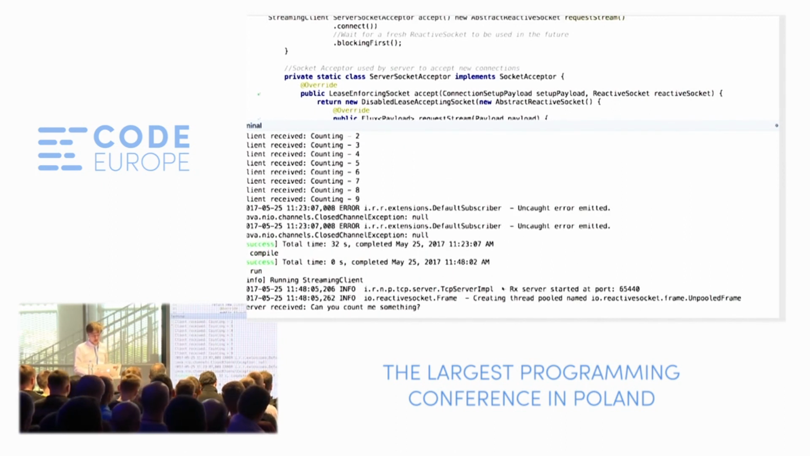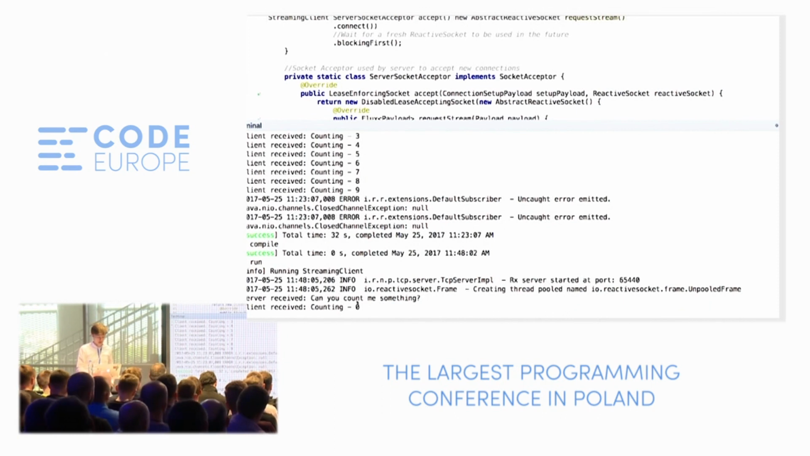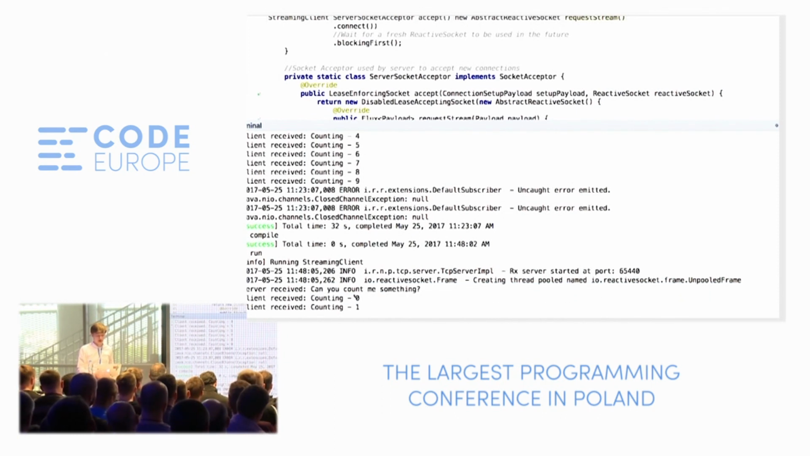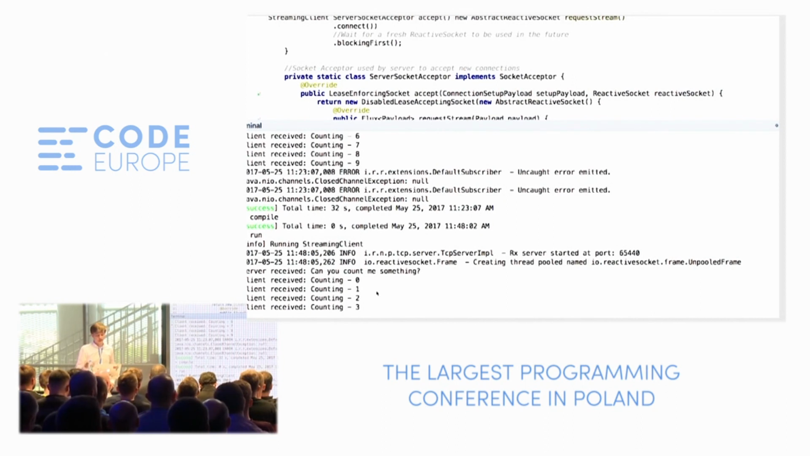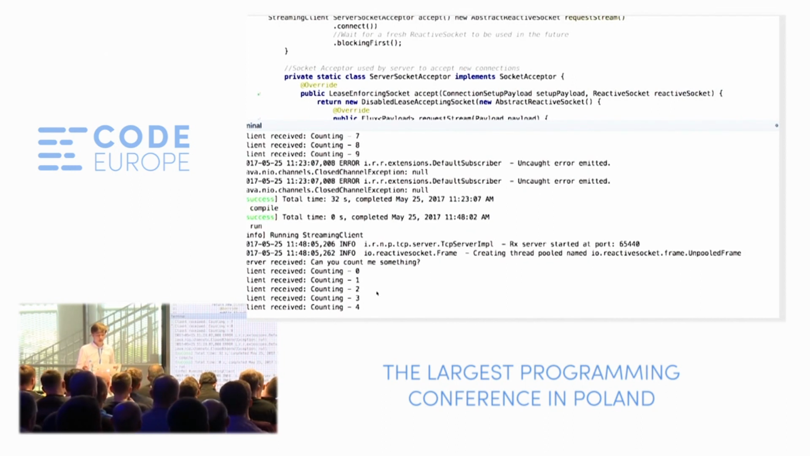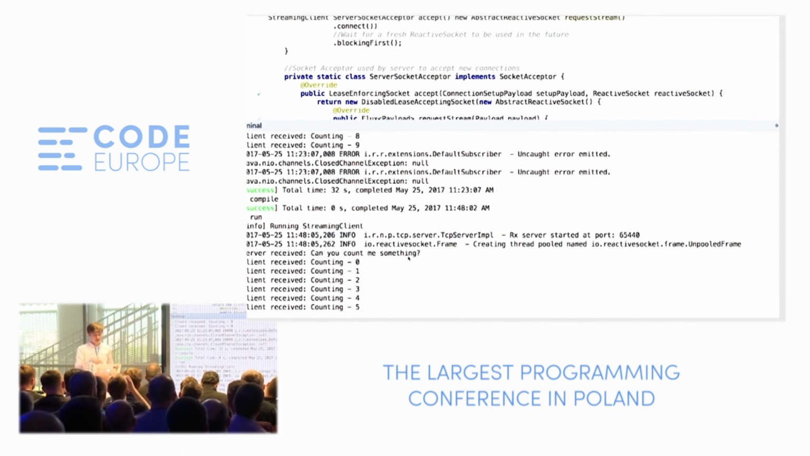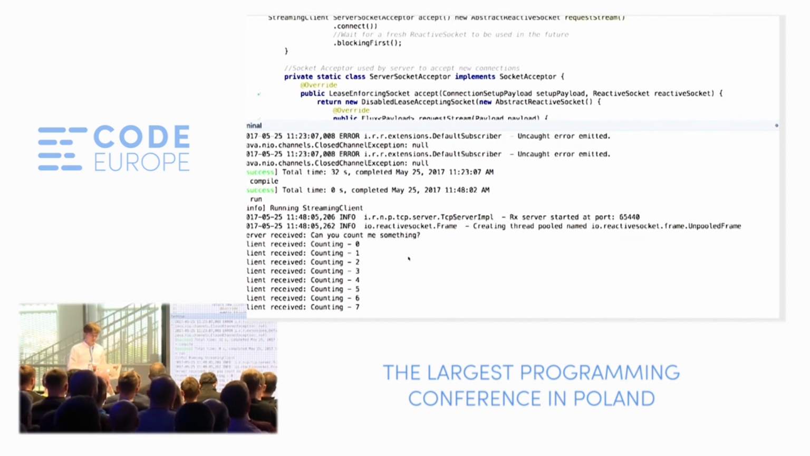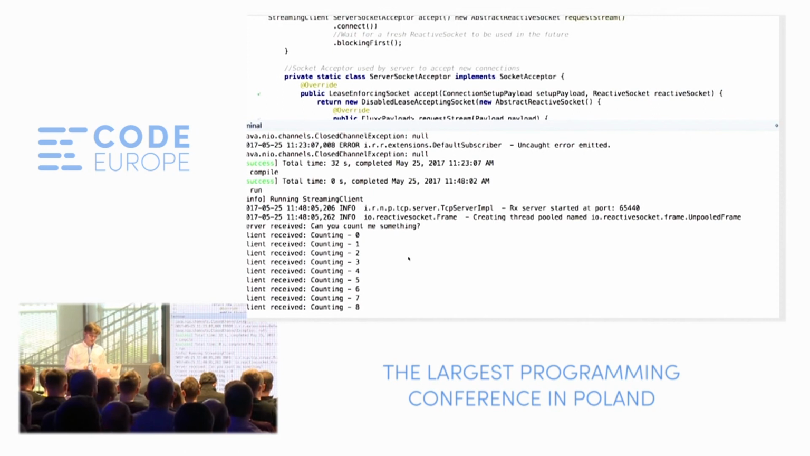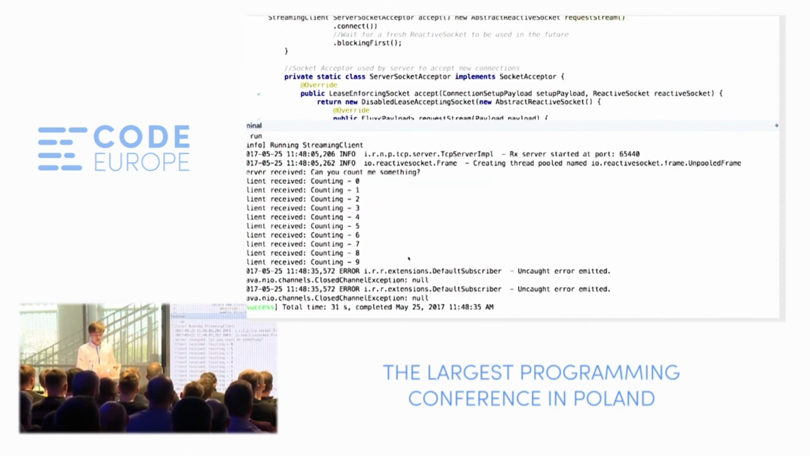We have started this server on this port, and the server received this "can you count me something" request, and the server responds with a stream of data. It responds with a stream of incremental numbers, the next numbers every 3 seconds. And as I said before, we are waiting for 10 of them. So after the 10 of them, it should stop. Okay, cool. So we get the 10 responses, and we have closed the channel.